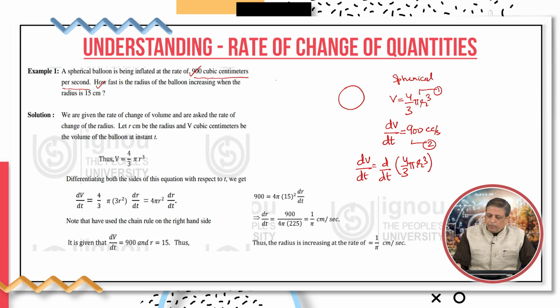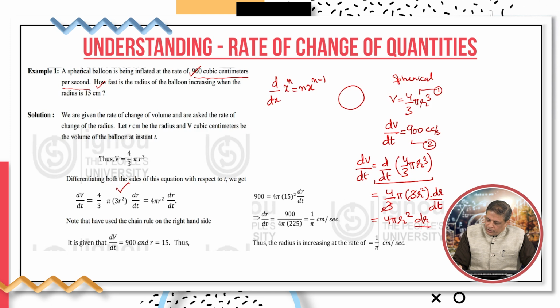By applying the formula d by dx of x to the power n is equal to n x to the power n minus 1, you will get 4 by 3 pi as common, and you will get 3 r square into dr by dt, which is this expression. Solving it, you will get it equal to 4 pi r square dr by dt.